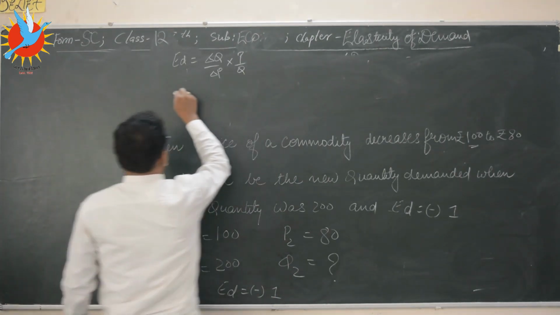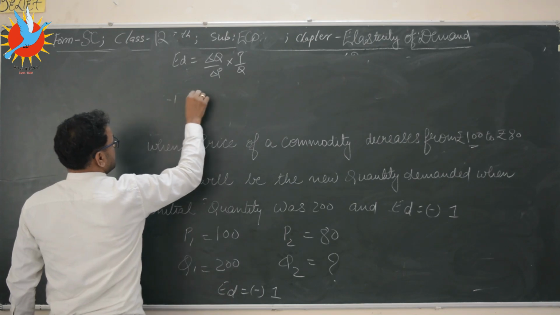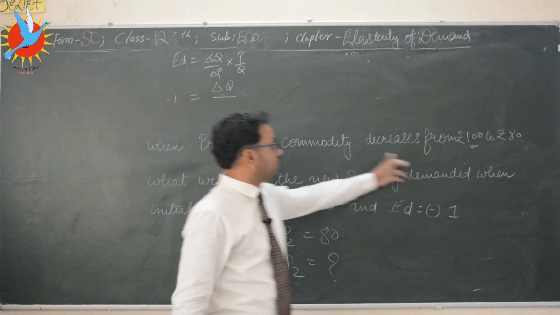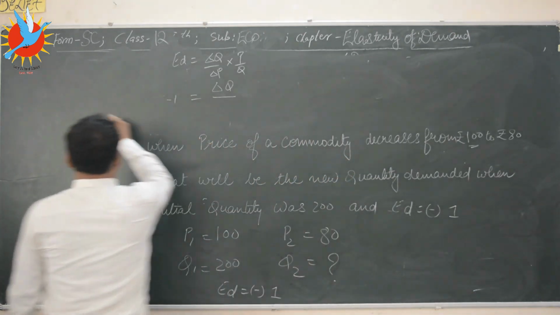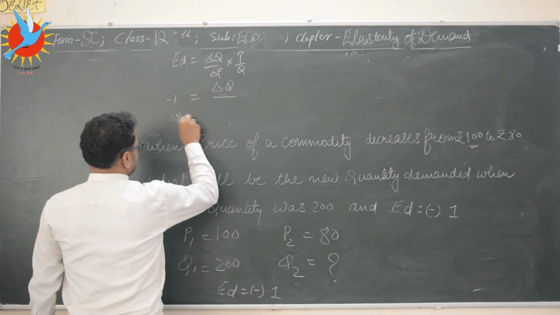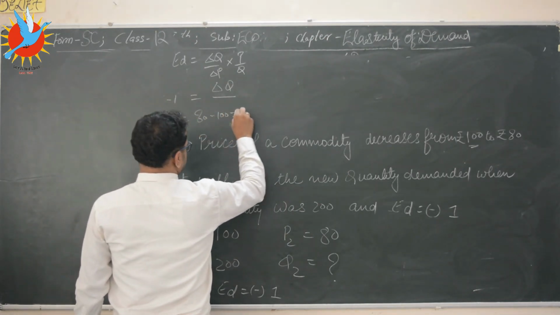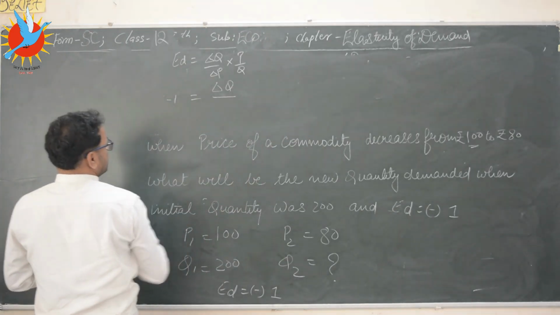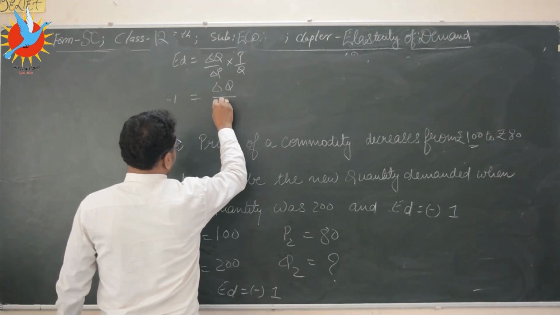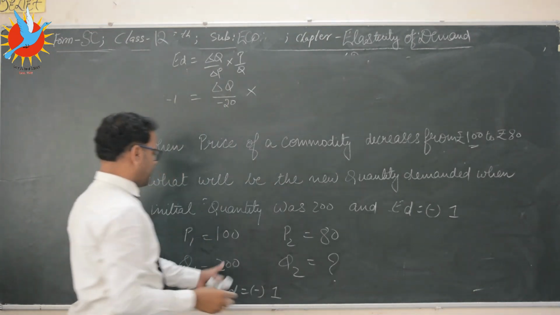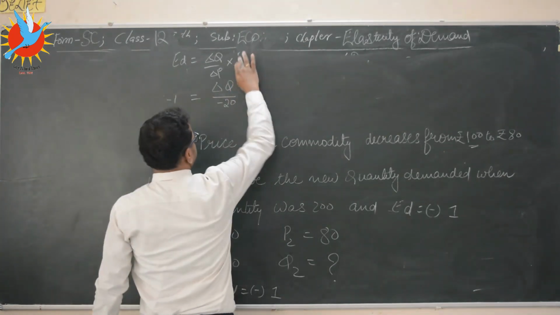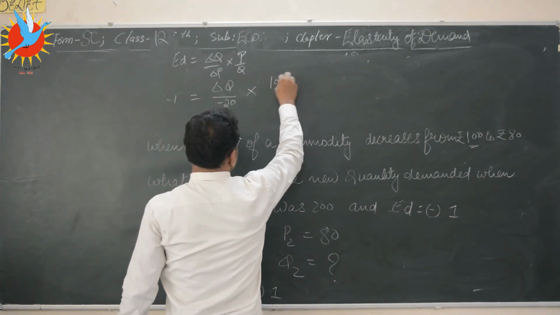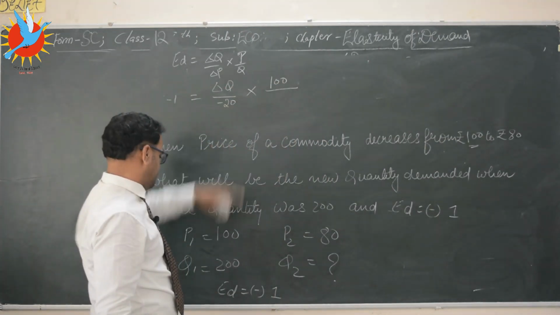So in place of elasticity we can write 1 or minus 1. Delta Q, we have to find out delta Q. Delta P, now see, delta P is 100 to 80. So delta P will be 80 minus 100 is equal to minus 20. So in place of delta P, we can write minus 20. Initial price, P means initial price. Initial price is 100. So in place of P we can write 100, and Q means initial quantity, it is 200.